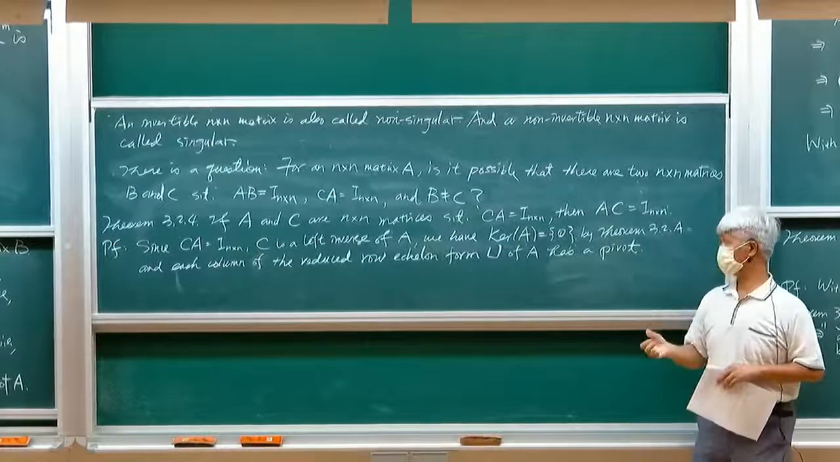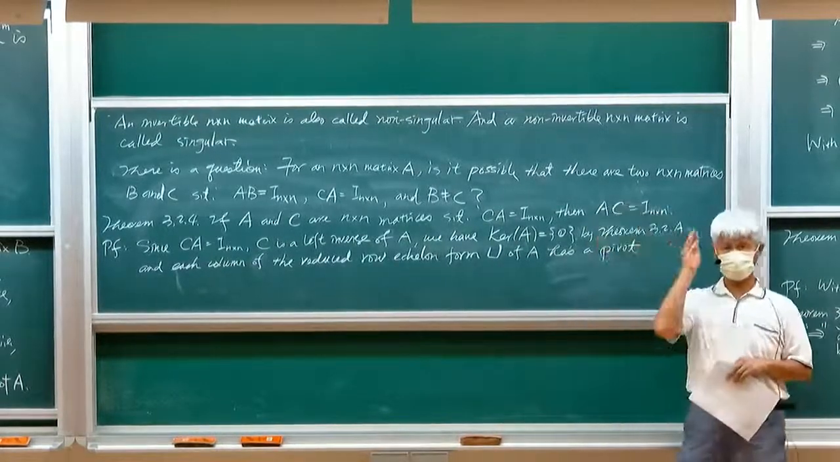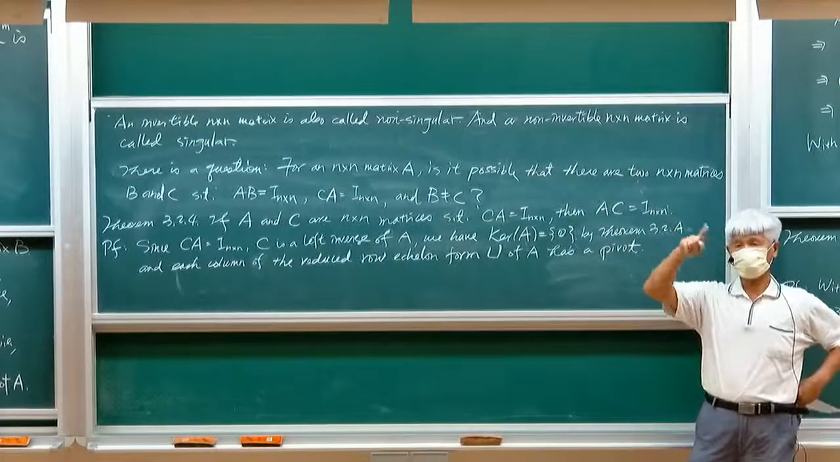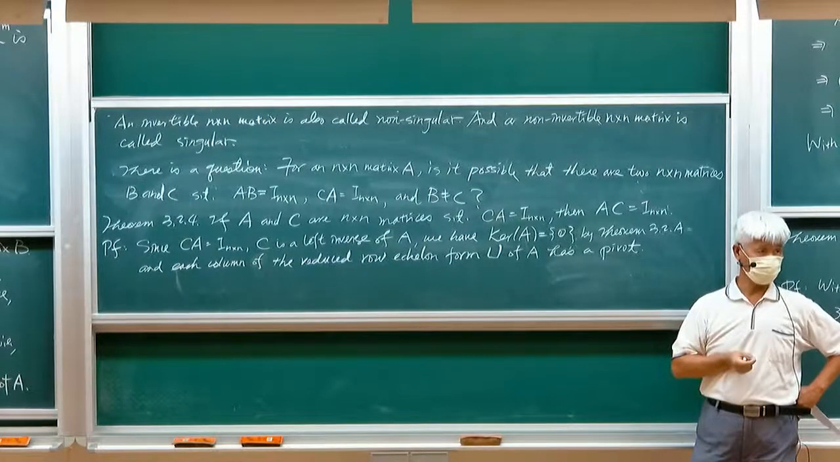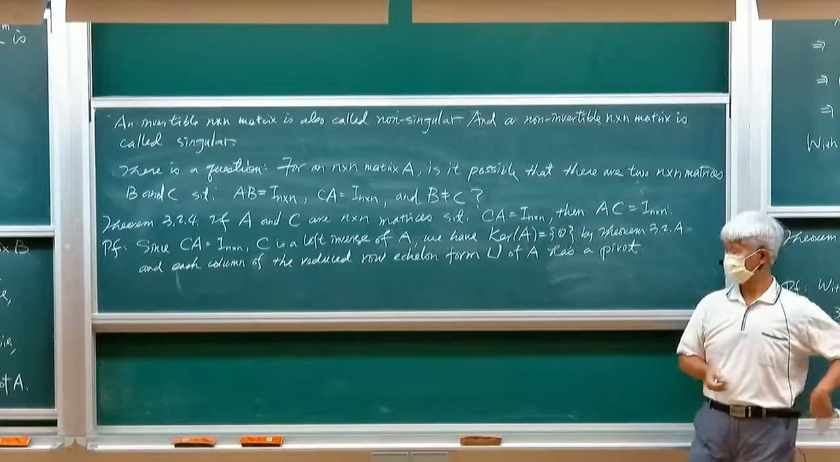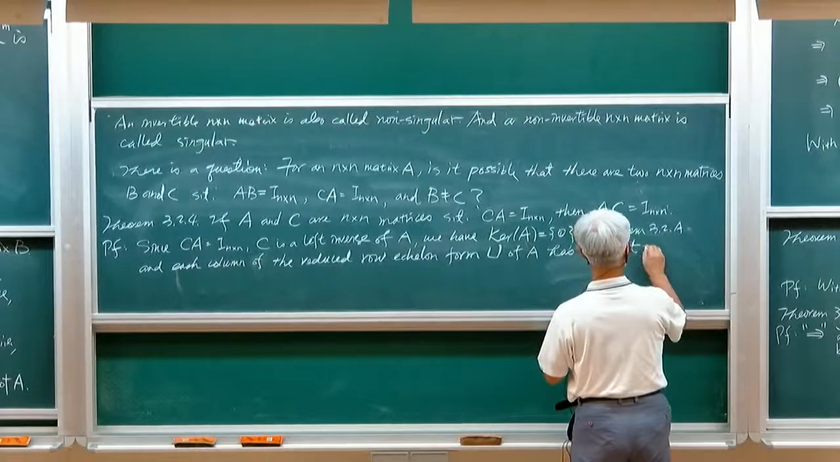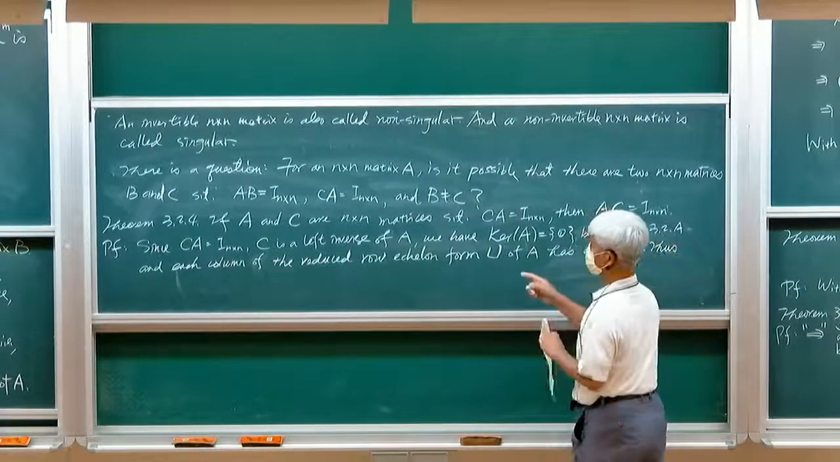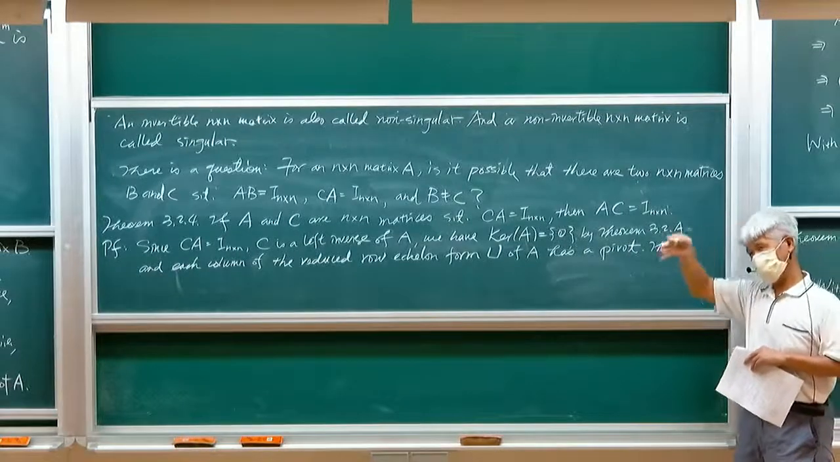Because if a column of the reduced row echelon form U has no pivot, then the corresponding unknown variable can be set to be free. If we can set a variable to be free, then the kernel of A cannot be trivial. There is a non-trivial solution there. So each column has a pivot, right? Each column has a pivot.